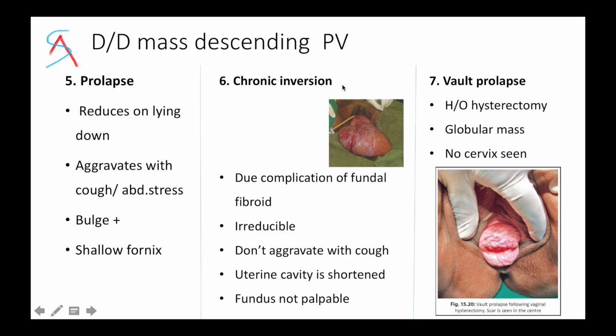If there is chronic inversion of uterus, generally it would be there because of a fundal fibroid. Then the mass would be irreducible. It won't aggravate with cough, but the uterine cavity would be shortened and the fundus would not be palpable. In vault prolapse, there would always be a history of hysterectomy. There would be a globular mass and you can see a scar of hysterectomy. Cervix won't be visible in vault prolapse.